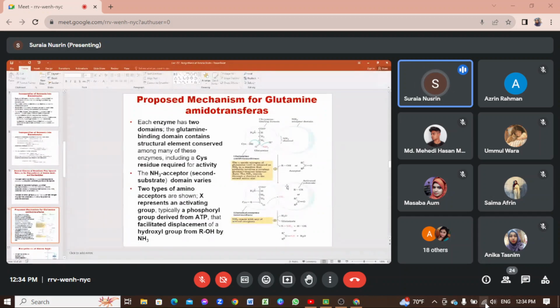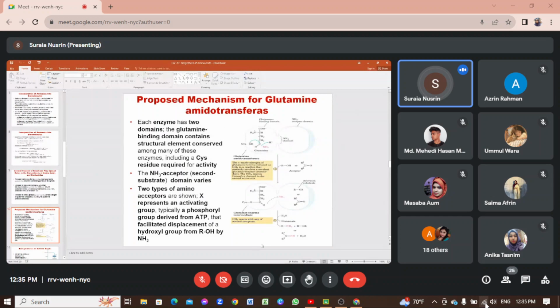If it is the hydroxyl group, then we will get the first one, RNH2, and another compound will be released. Or if it is a keto group, usually the keto group is not activated, or it does not require activation by ATP, so it is ready to accept the amino group. In that case, the byproduct is water.